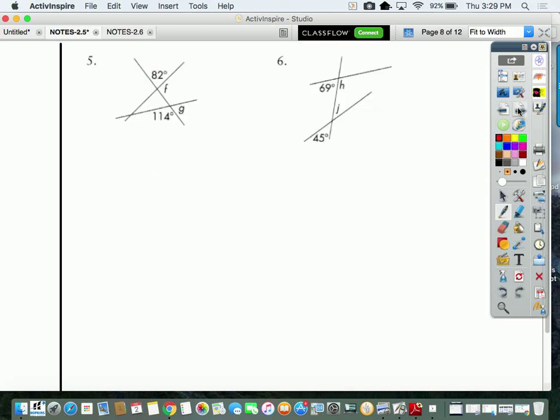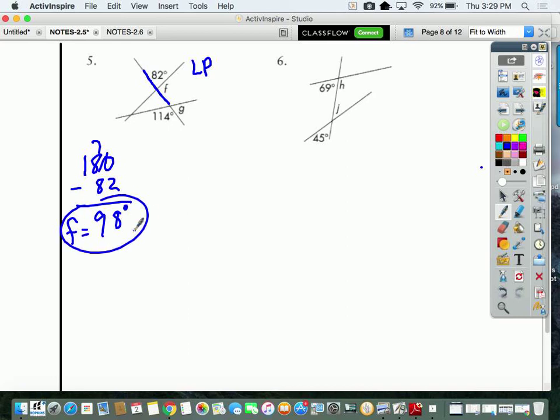Okay, let's go to number 5. Okay, so when you look at this one, you can kind of try to see linear pair or vertical angles. So the first one that I have up here, that's making a straight line. So which one should it be? Yeah, that's going to be a linear pair. So to get that F, I'm going to do 180 minus 82. So I subtract the 82 and I get 98 degrees. That's F. Make sure you put the degree symbol up on the top right corner for the 98.